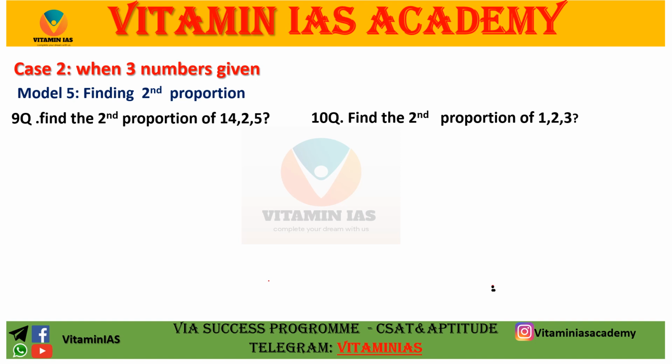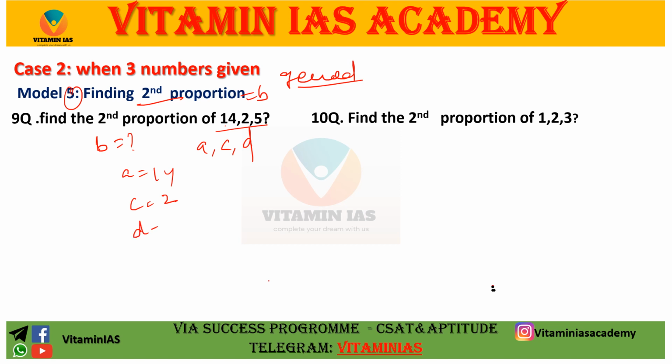Model number 5, finding the second proportion, nothing but B, from the general equation. Here you need to find B. So except B, A, C, D will be the values respectively. Means A will be 14, C will be 2, D will be 5. So here the B value is needed, and from the formula you will easily get it.